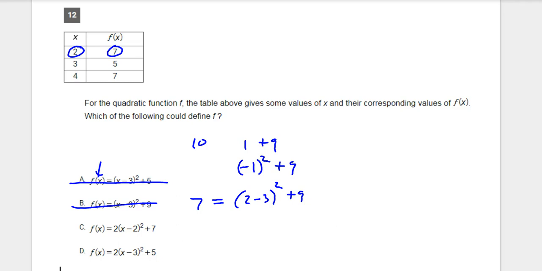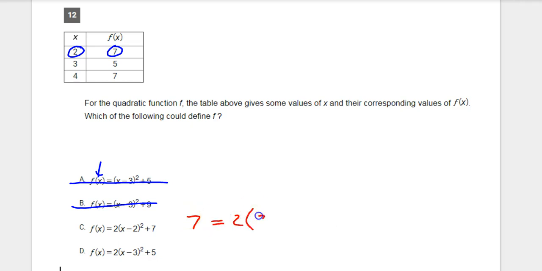And I'll try 2, 7 on this next one. You're going to see something kind of weird happen. So if I try 2, 7 on this one, let me get rid of this. Because here's where they get people this way. They'll say, okay, does 7 equal 2 times 2 minus 2 squared plus 7? Well, you'll look here and it works.